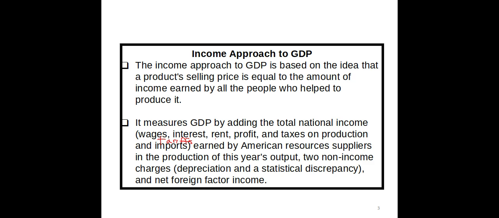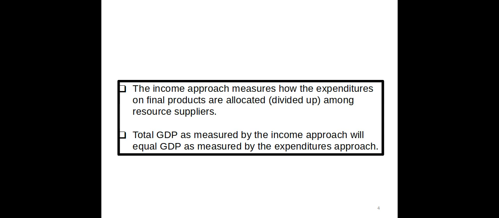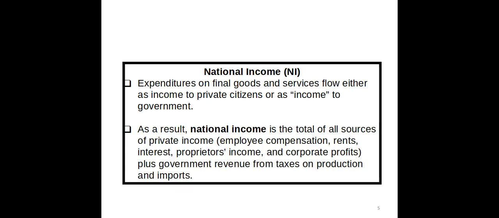And what we're basically going to do is measure GDP by adding total national income. And our national income is wages, rent, interest, and profit. Then there are going to be a couple changes we have to make, which are depreciation and statistical discrepancy. And then we'll get to net foreign factor income as well. So this one is not going to be as clean as the expenditure approach, and that's why we focus on the expenditure approach. These, at the end of the day, will be equal to one another.